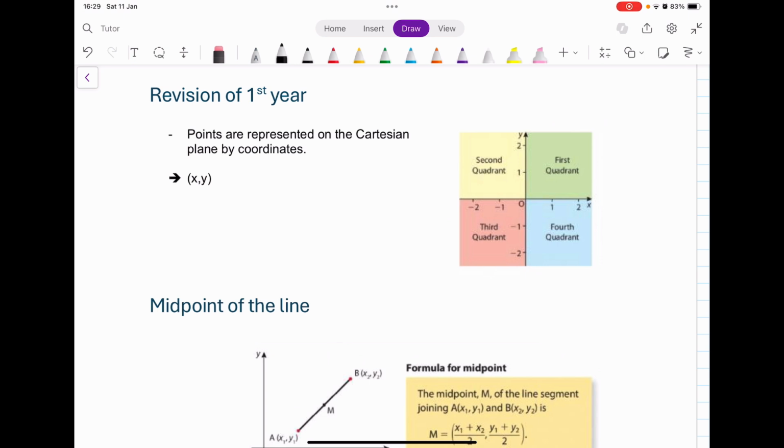There are 4 different quadrants on the Cartesian plane. So you have the first quadrant where x and y are both positive numbers. You have the second quadrant. So if you look here, the x-coordinate will be negative, but the y-coordinate will be positive. The third quadrant, both coordinates are negative. And the fourth quadrant, the x-coordinate is positive, but the y-coordinate is negative.